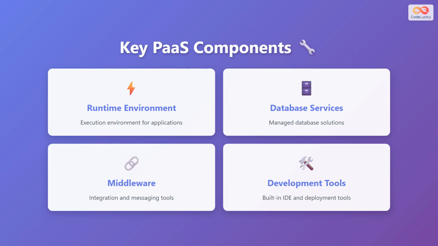PaaS platforms include several key components that make application development easier. First, there's the runtime environment, which is where your applications actually execute. Second, managed database services that handle data storage without requiring manual setup. Third, middleware that provides integration and messaging capabilities between different parts of your application. And fourth, development tools including integrated development environments and automated deployment pipelines. Together, these components create a complete development ecosystem.